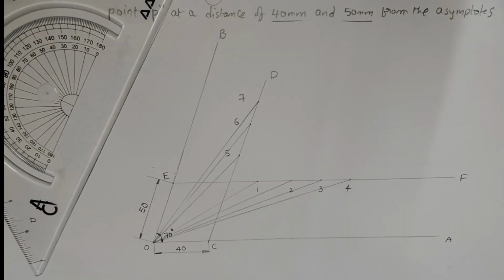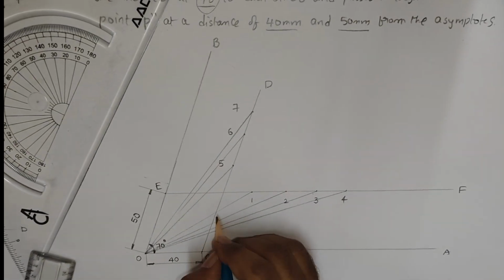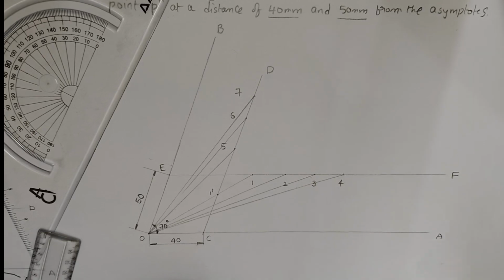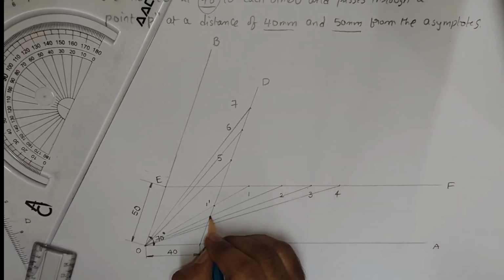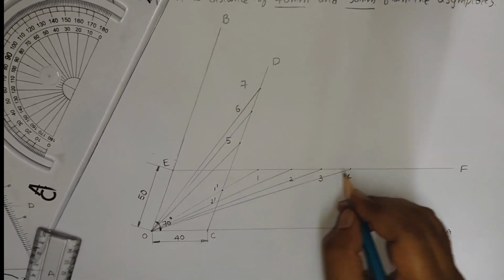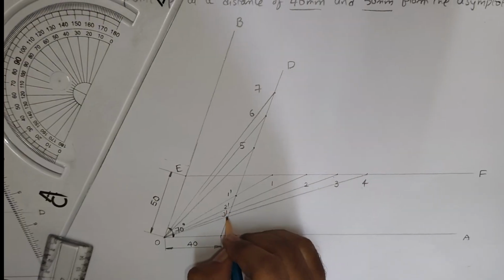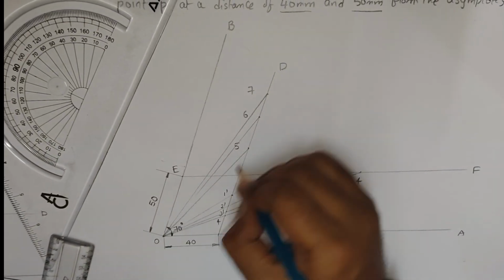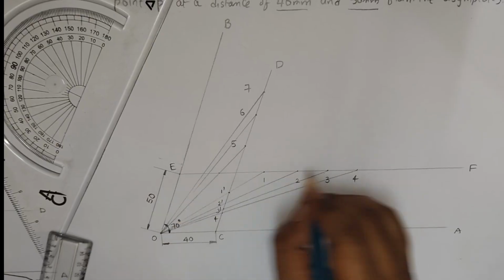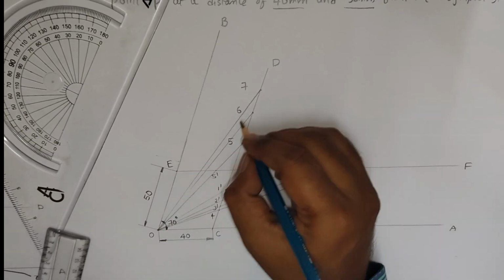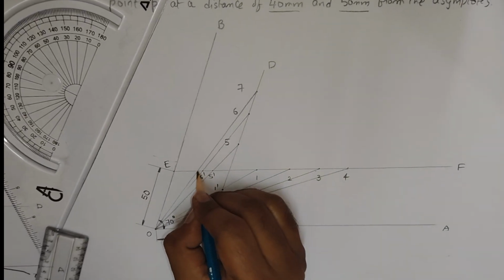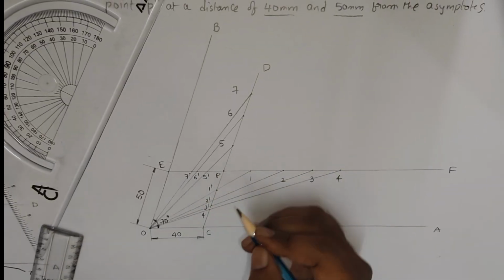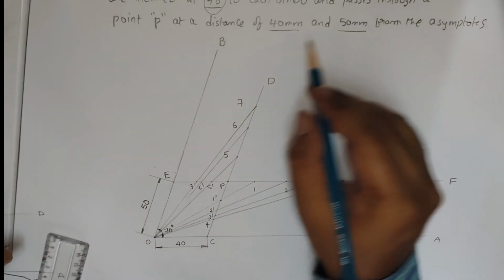Whenever you join O to 1, that line will intersect the CD line somewhere here. Assume that as 1 dash. Next if you join O to 2, it will intersect somewhere here. You get 2 dash. Next we get the same, the 3 dash and 4 dash. Similarly on this line also. Whenever joining O to 5, it will intersect the EF line. So that is 5 dash. And this is 6 dash, 7 dash. So this is the point P. In the question they gave the point P.